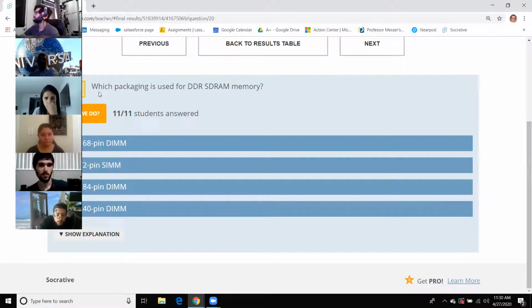Next question. Which packaging is used for DDR SDRAM? Anyone? What's the pinout on DDR? I put A. 168 is DDR? Everyone agree? C, 184. Drum roll, please. That is correct. C, 184 for DDR.